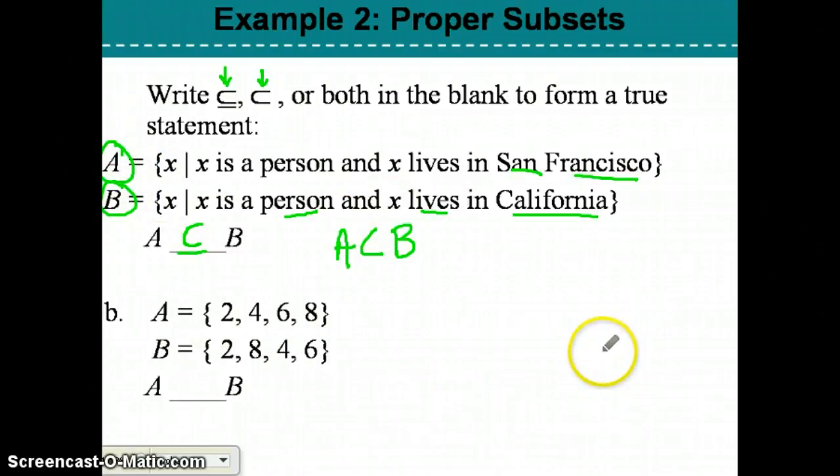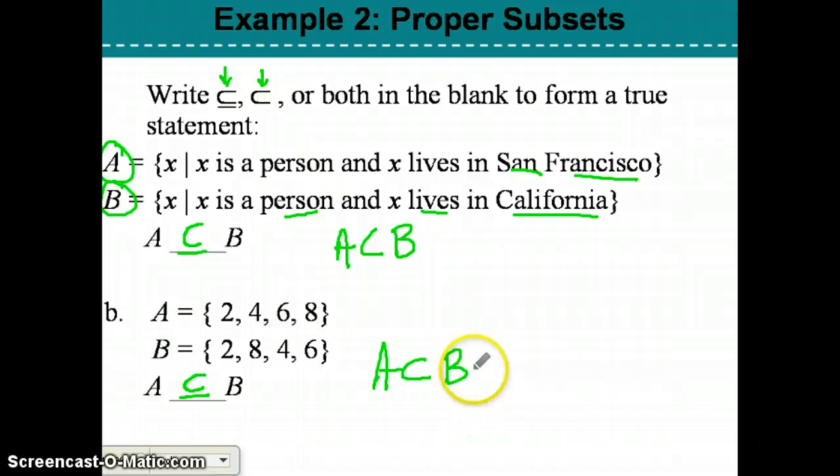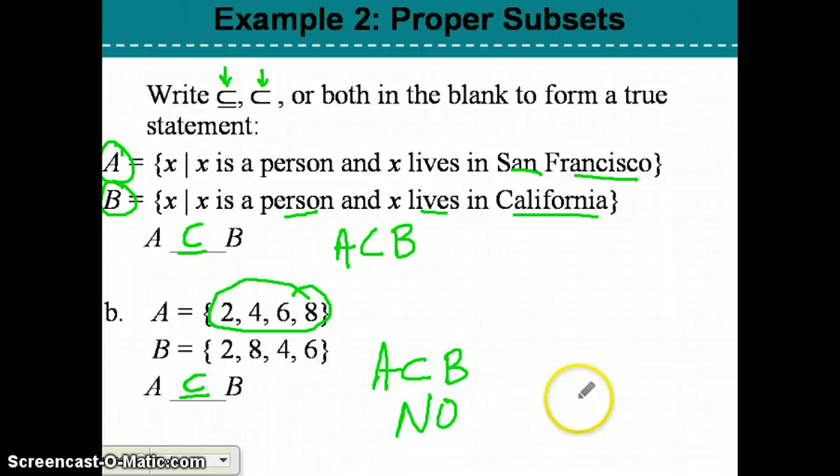All right. Now, hopefully you're not confused, but let's check this with example B. Notice set A, 2, 4, 6, 8. Notice B, 2, 4, 6, 8, right? Is A a subset of B? Well, let's see. Is 2 in B? Yes. Is 4 in B? Yes. Is 6 in B? Yes. Is 8 in B? Yes. So it is a subset. But is A a proper subset of B? Does A have less? The answer, no. So this is no. Hopefully that makes a little sense now.